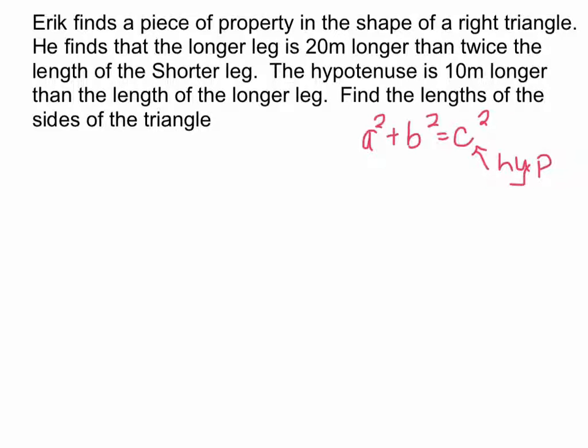So let's go ahead and start by creating a right triangle. I'm going to label the short one with just an x. Then the longer leg, which is this leg right here, is 20 meters longer, so I have to add 20 meters to it. Then twice the length of the short leg, so twice the length of the short plus 20 meters.